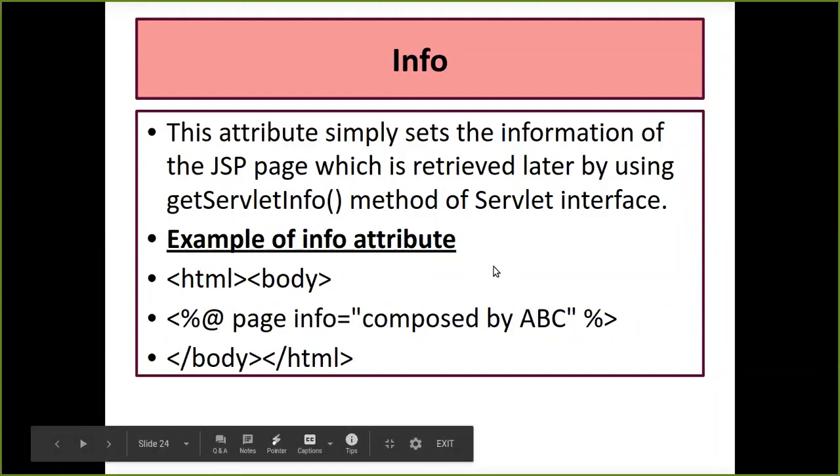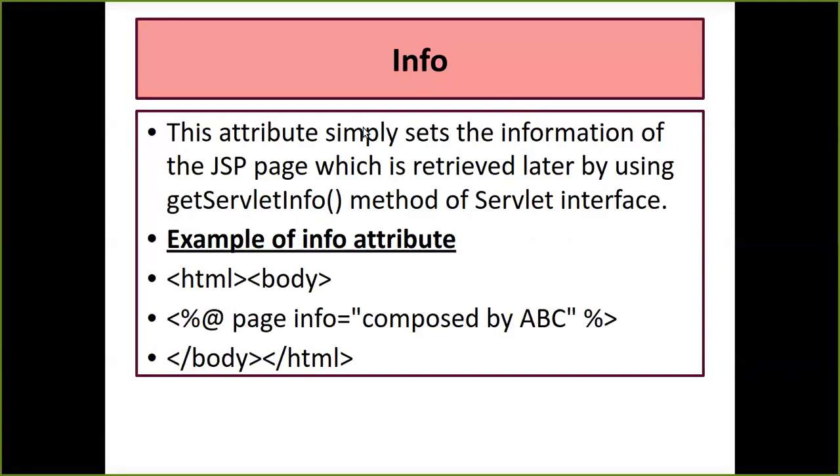It can be invoked with the help of the getServletInfo method inside your servlet. So if you're writing the Java servlet code, you can use this getServletInfo, which will invoke the information if you have provided it inside your JSP directive. And you can provide it with the info attribute.